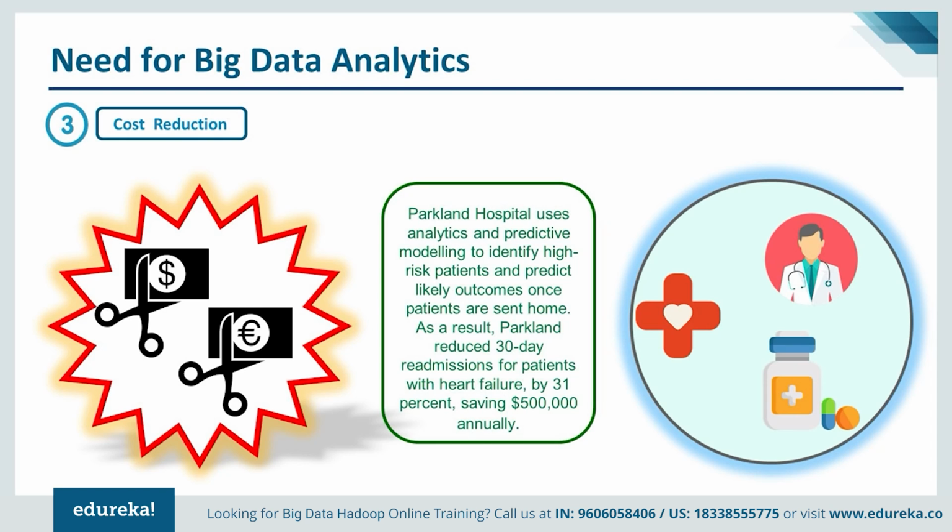So Parkland Hospital in Dallas, Texas is one such example, which has been using analytics and predictive modeling to identify these high-risk patients. And then they predict likely outcomes once the patients are sent home. So as a result, Parkland has been able to reduce its 30-day readmissions back to Parkland and all area hospitals for Medicare patients with heart failure by around 31%. So for Parkland, that estimates about a savings of $500,000 annually.